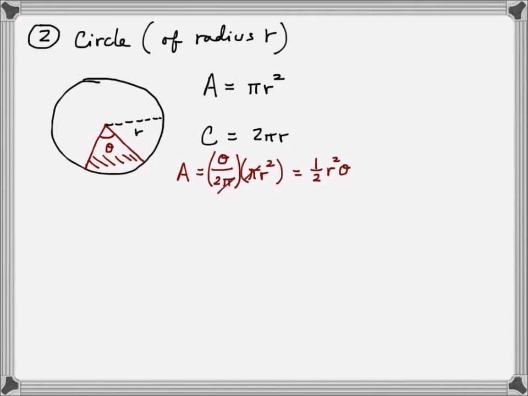But now if you just wanted to find out the arc length, or the portion of the circumference that this angle subtends, then we do exactly the same trick. It's going to be theta over 2 pi, that's the proportion, times the entire 2 pi r. Cancel the 2 pi out, we simply get r theta.